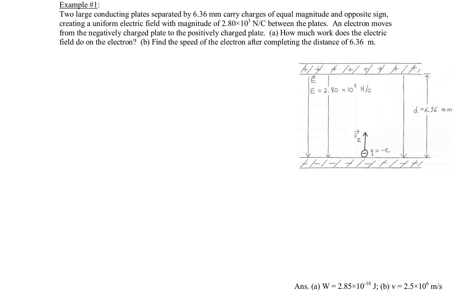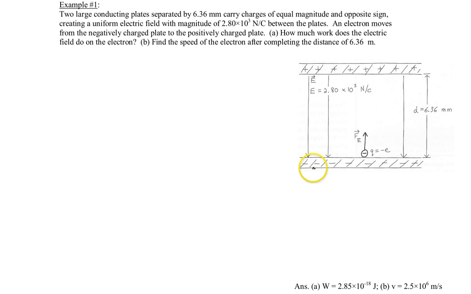In part A, we're asked to determine the amount of work that would be done in moving the electron from one side to the other side of the plates. In part B, we're asked to determine what would be the speed as the electron strikes the upper plate. So the first thing we would do in a problem like this would be to draw a sketch of this scenario, which has already been shown for you.